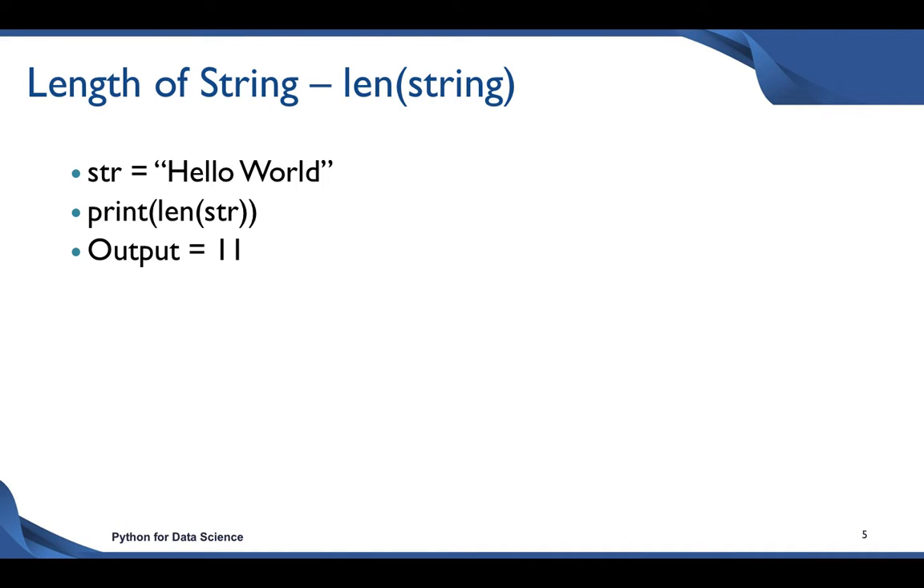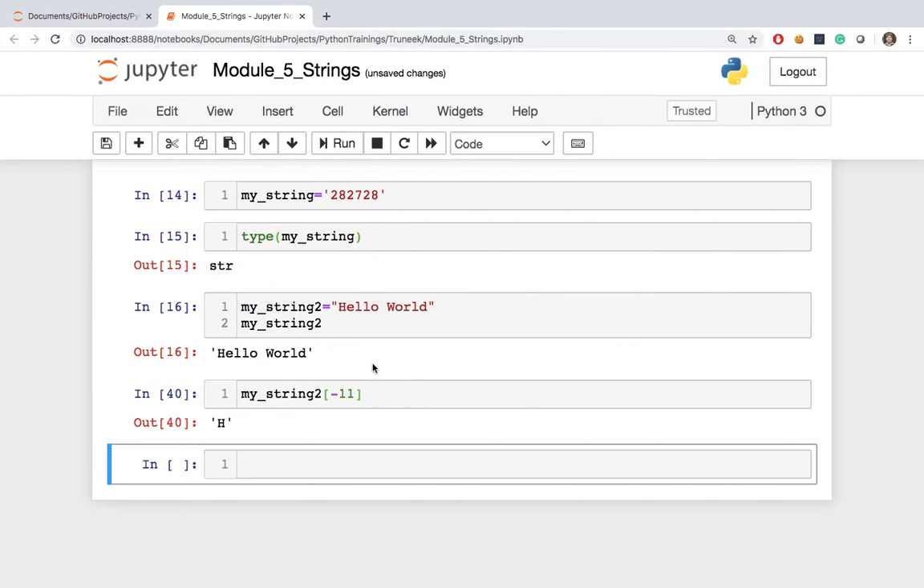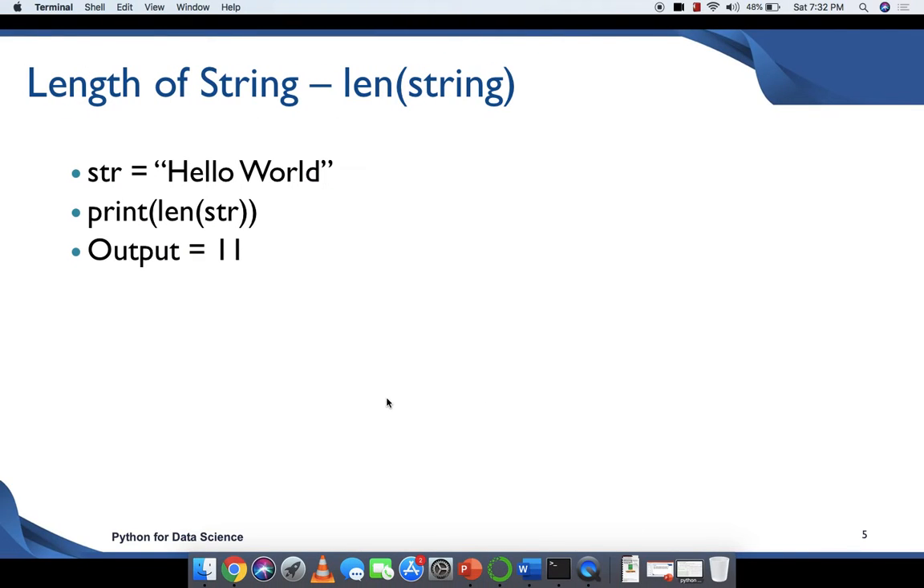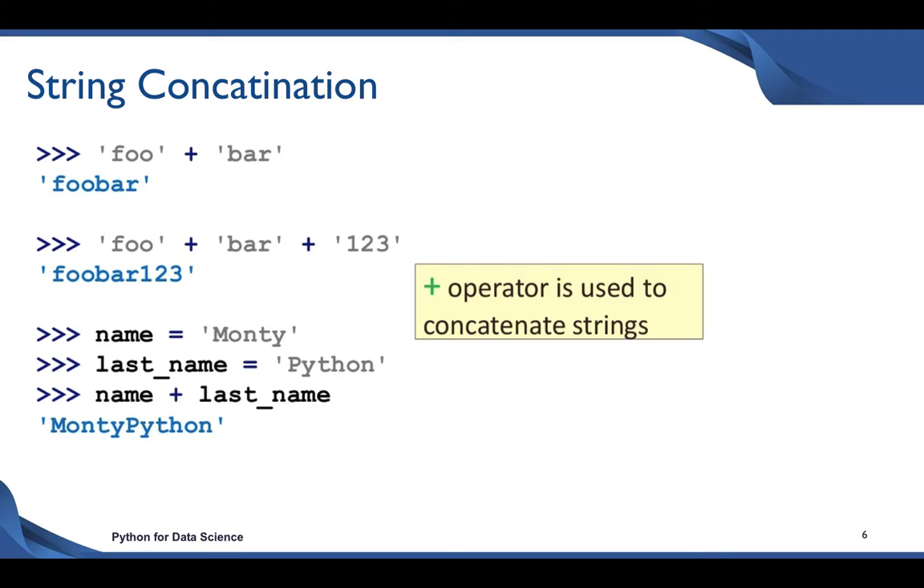So how can we calculate the length of the string? This we already know, the inbuilt function, that is len. So the length of the string, we have 11 elements inside this my string, right? Then we'll see the string concatenation.